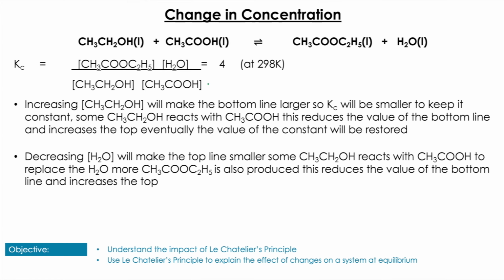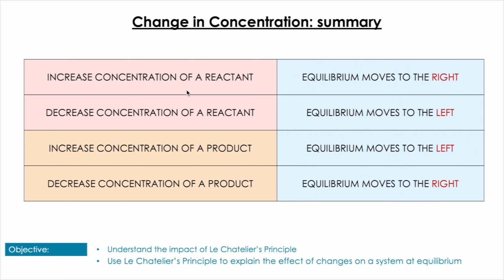So increasing the alcohol or carboxylic acid will make the bottom line larger, and so Kc will be smaller. And so therefore, if Kc has become smaller, that is going to increase the amount of products formed to balance that out. And of course, the inverse is true if we do the same with any of the products. So summarizing in full, we can write a table a little bit like this, which tells us whether the equilibrium will move to the right or to the left.